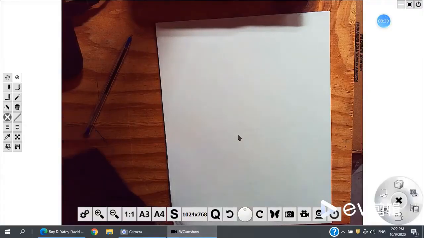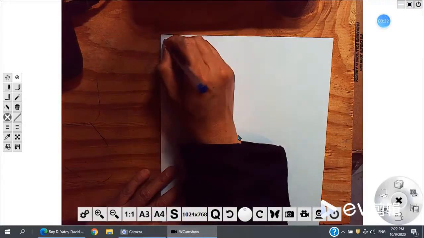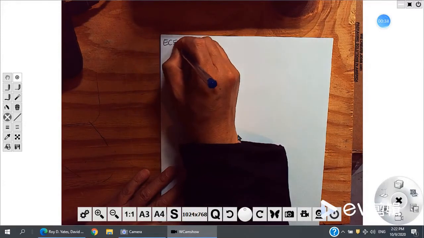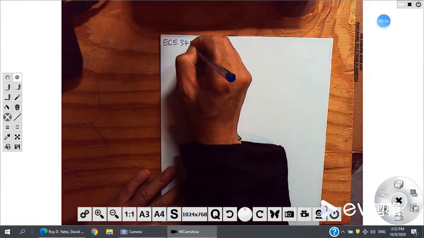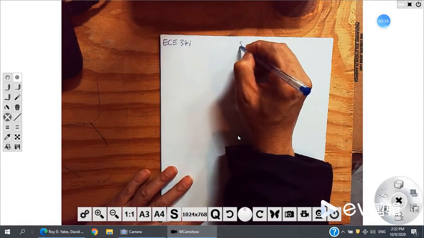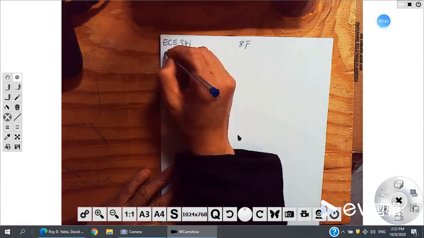Today we will focus on how to calculate probability if the random variable is a Gaussian random variable. All right. ECE341. This is for the 8th week, Friday's class.